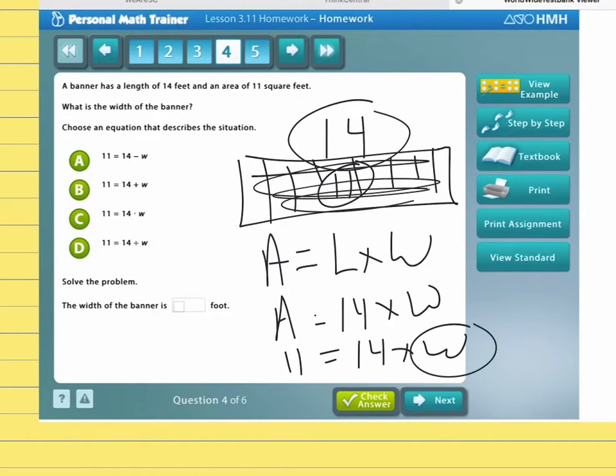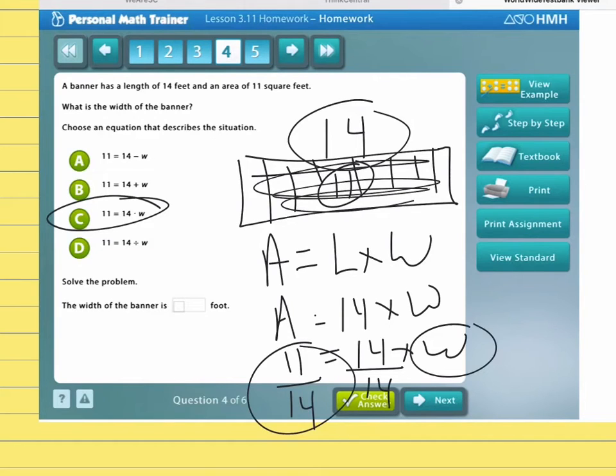We don't know that. So in order to find this out, you basically divide this side by 14 and divide this side by 14. You do the inverse of that. So what equation am I going to use? 11 equals 14 times W. We're going to go with that. So what is W? What you do to one side, you do to the other. Divide that side by 14. So W should equal 11/14.